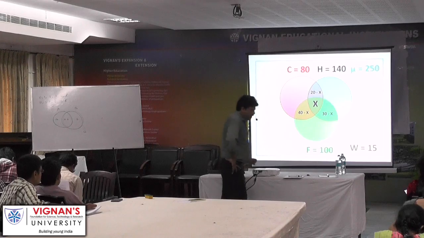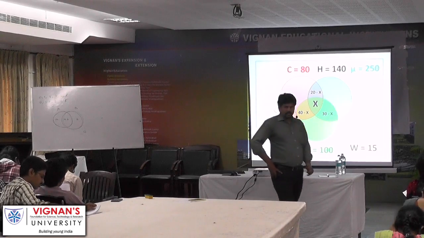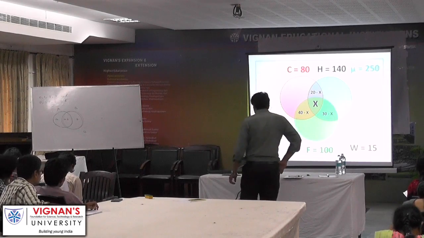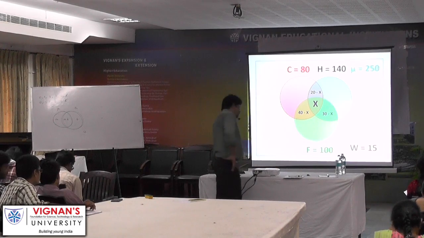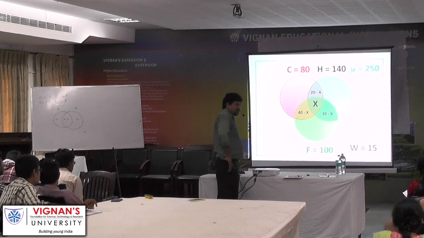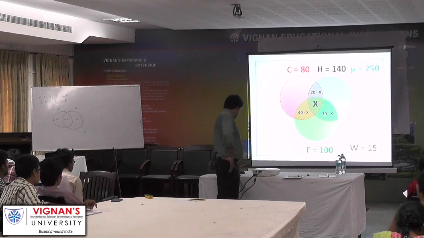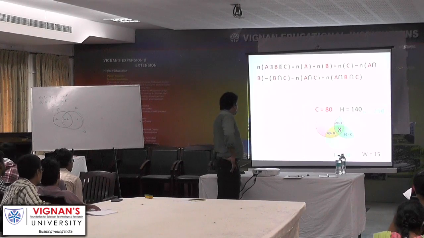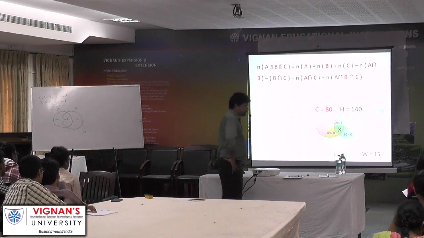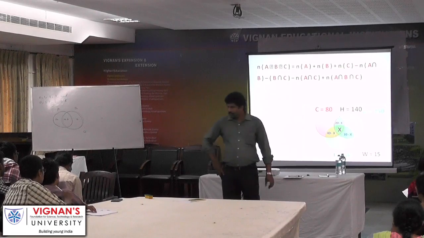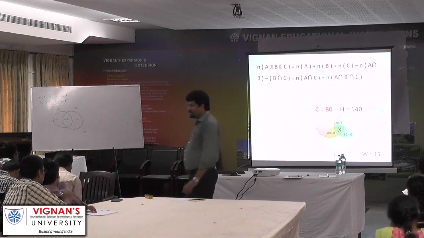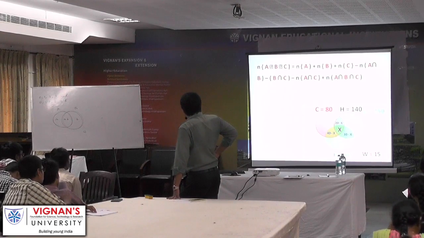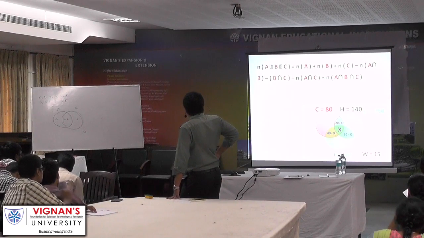How many do not play these 3 games? 15. Right? Now we know what is N of A union B union C. Do you remember the formula? See it here. N of A union B union C is equal to N of A plus N of B plus N of C minus N of A intersection B.